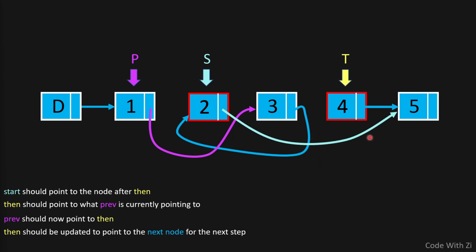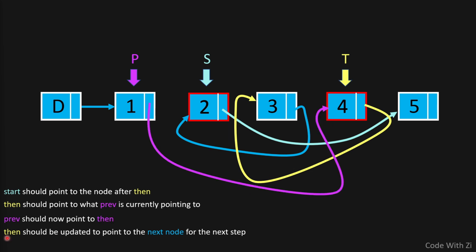Start is pointing to the node after then. Then should point to what previous is currently pointing to, which is 3, like so. And after that, previous should now point to then, like so. And lastly, then should be updated to the next node.